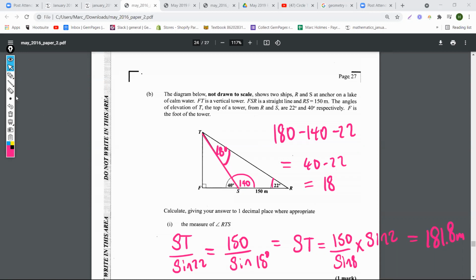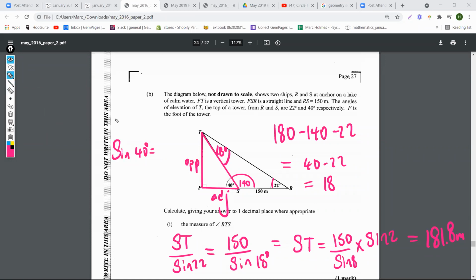Yes, and then they ask you to find FT, which is here to here. So guys, since we have the length of ST now, we can definitely find that. This is more common sense now. So we're going to use tan for that. So tan 40 degrees is equal to, remember, tan is opposite over adjacent. Cool. Well, no. We can use sine. Sorry about that. Let's use sine 40.